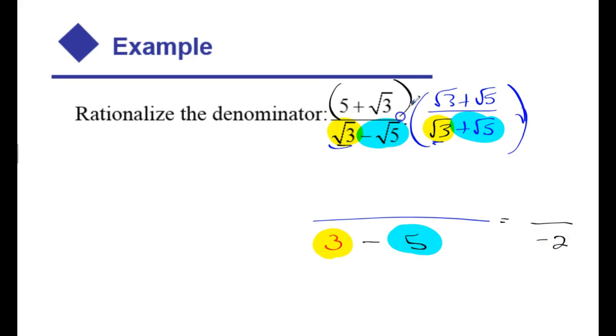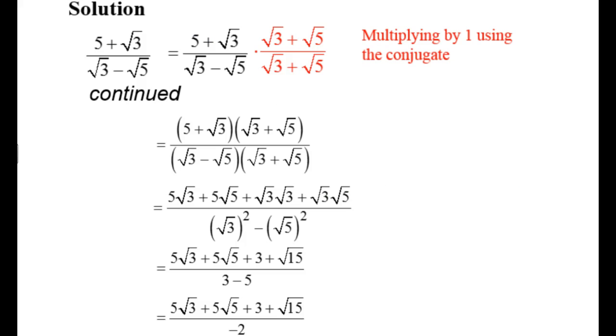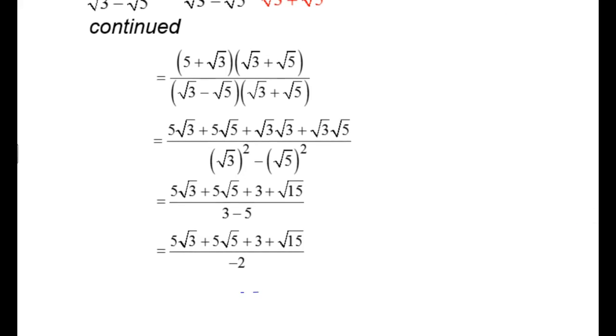The numerator I'm going to have to FOIL. So first terms is 5 square roots of 3. The outer terms is 5 square roots of 5, which I cannot combine. The inner terms is 3. And the last terms is the square root of 3 times the square root of 5, which is the square root of 15. And again, I don't see any terms that I could combine, so I'll just leave this as the final solution with a negative 2 in the denominator.